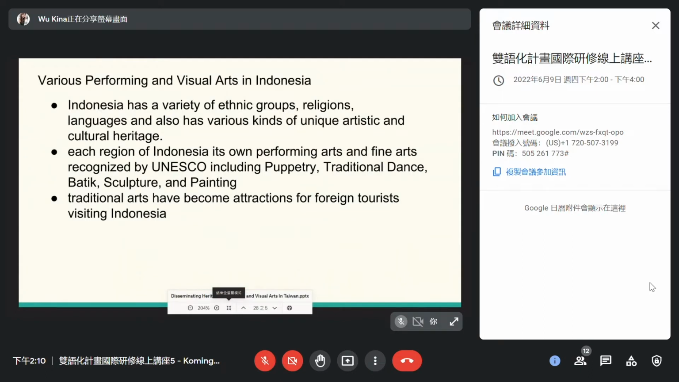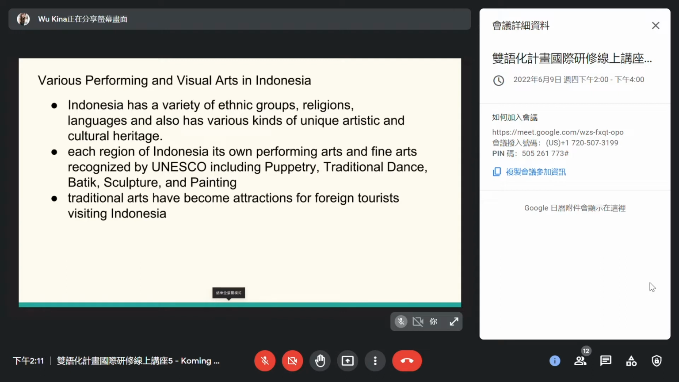Okay, first I would like to talk about the performing arts and visual art in Indonesia, starting with the various performing arts. Indonesia has a variety of ethnic groups, religions, and languages, and also various kinds of unique artistic and cultural heritage. Each region of Indonesia has its own performing arts and fine arts. These arts are recognized by UNESCO, including puppetry, traditional dances, batik, sculpture, and also paintings.